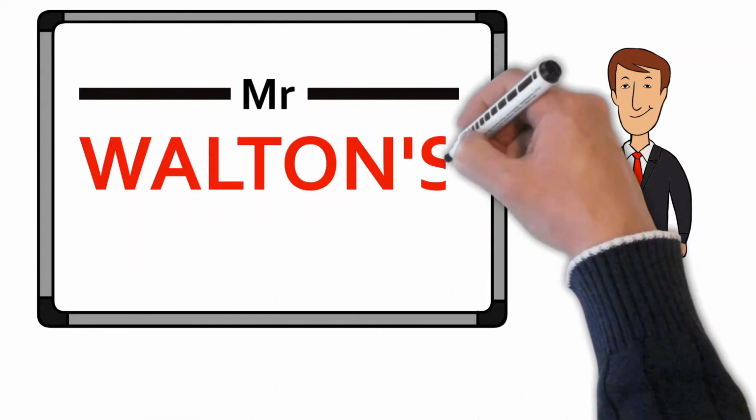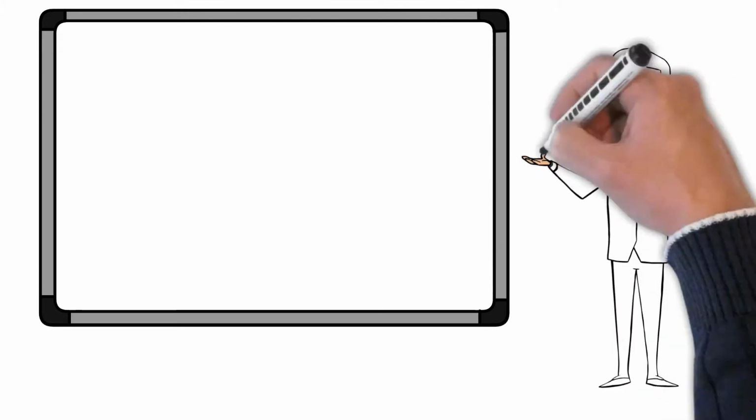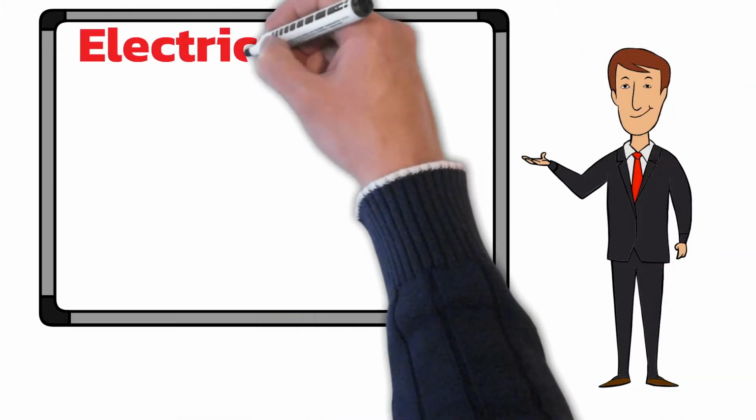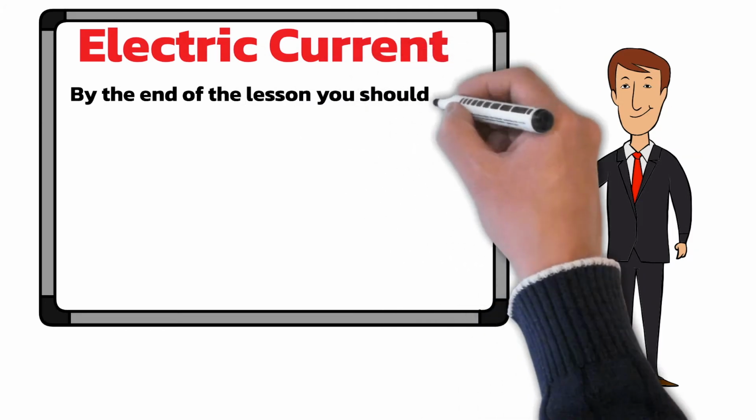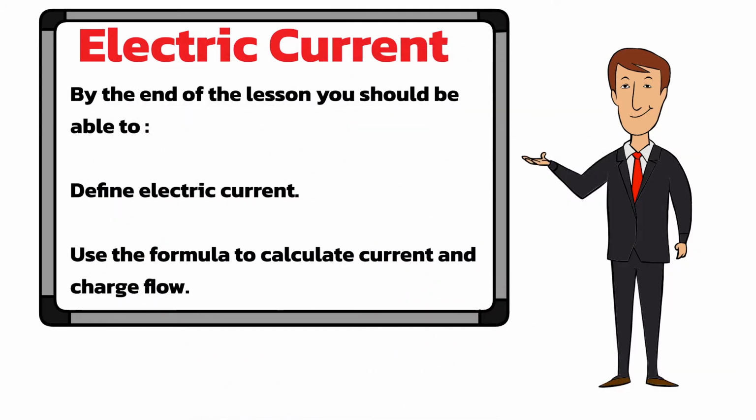In today's lesson we'll be learning about electric current from the electricity topic of GCSE Combined Science and GCSE Physics. By the end of the lesson you should be able to define electric current and use the formula to calculate current and charge flow.